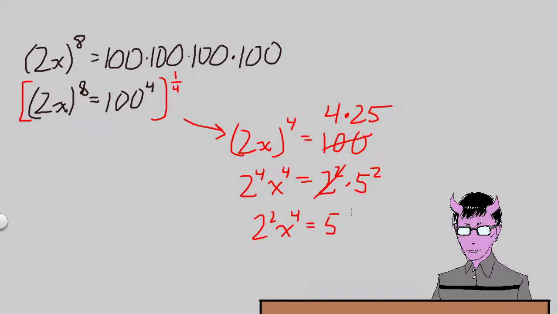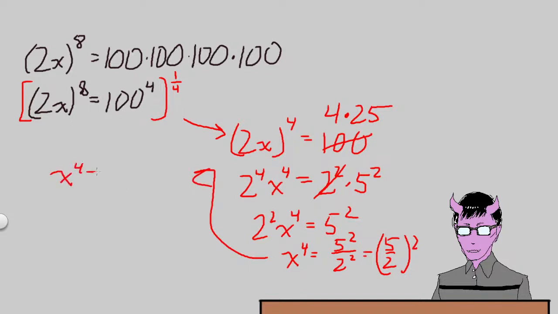Alright. Where was I going with this particular problem? I don't know. Did I miscopy this problem? Okay, well, that's fine. We can still get the answer at this point. So divide both sides by 2 squared. I feel like I should have done something else. That's okay. So we have 5 squared over 2 squared, like this. And then when you factor out the exponent, we're going to get 5 halves squared for x, so x to the power of 4 is equal to 5 halves squared.